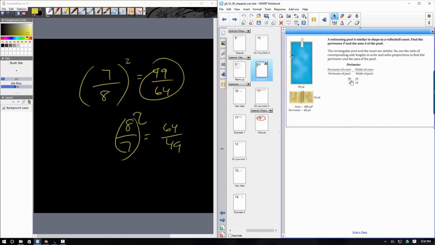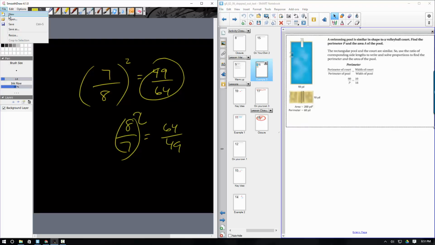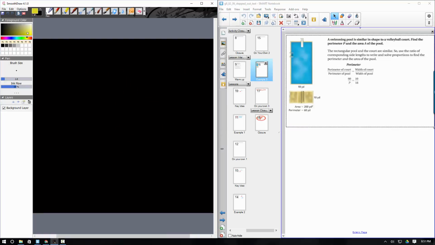So I'm going to have 60 for the court, the perimeter, right? And then the perimeter of the pool is P. And the width of the court is 10. And we know that the width of the pool is 18. Now, there's a few things that this thing does, just so you know, that you could do and it absolutely works. I don't see how it makes all that much sense. So what I do real quickly, I'll show you, is I put 60 over P equals 10 over 18.